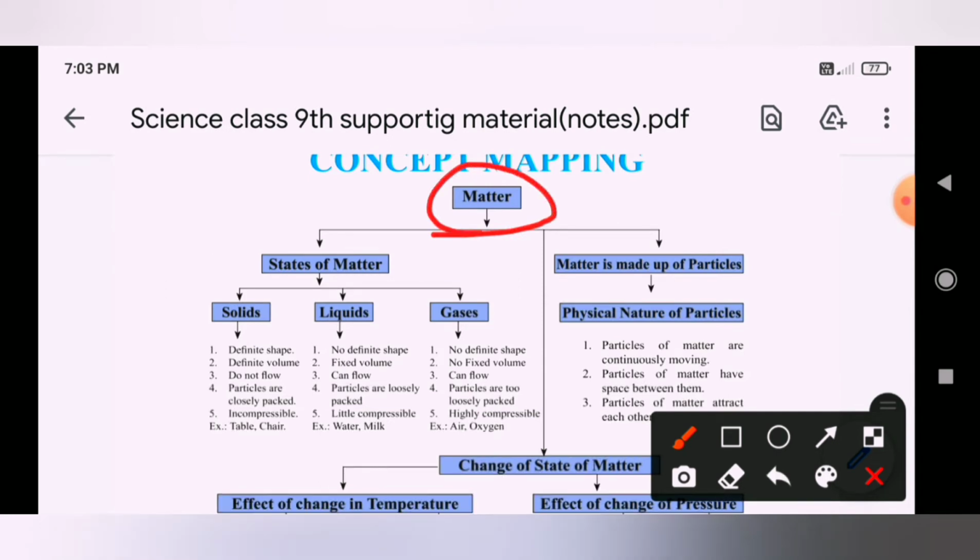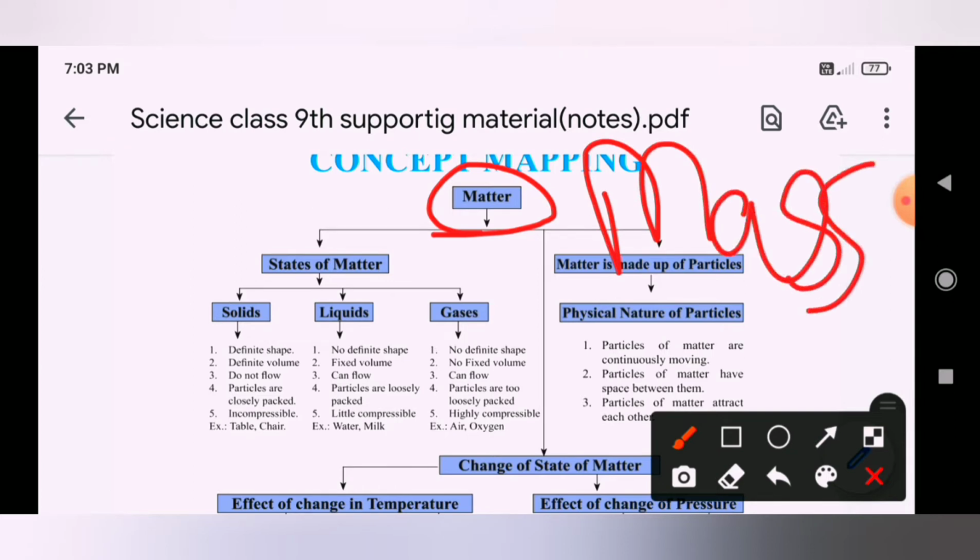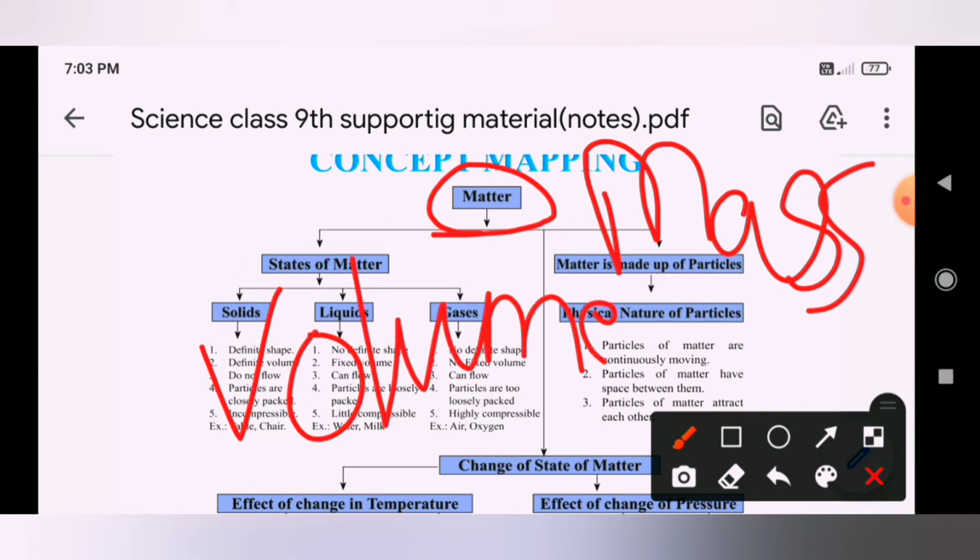What is matter? Matter is anything that has mass and occupies some volume. Anything that has some mass and occupies volume is known as matter.